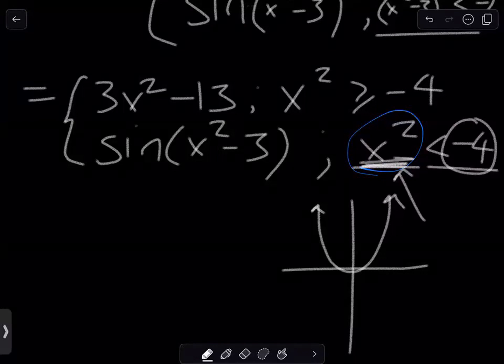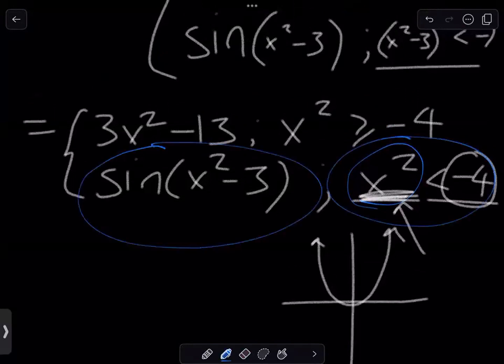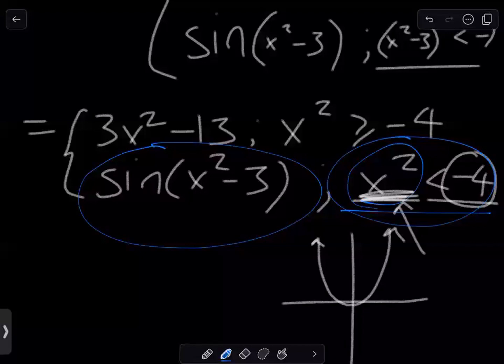It will never be negative. Hence, we can totally disregard this portion of the function because we will never get a situation where x squared is less than minus 4. That will never happen, unless, of course, you're dealing with some imaginary numbers, but that's not the case here.